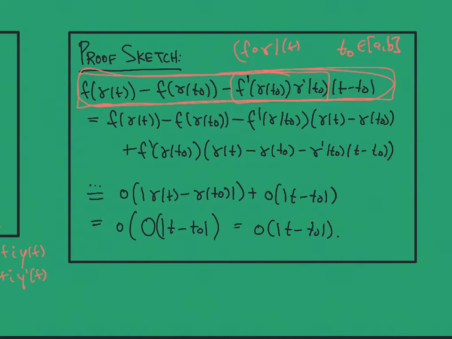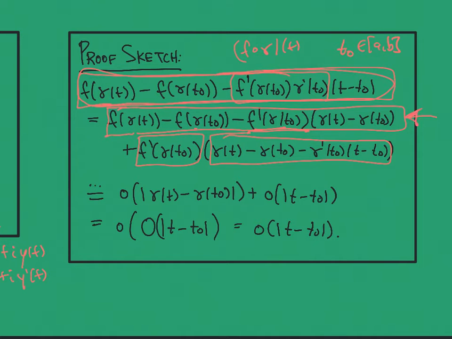And so we'll break it up into pieces where we have f of gamma of t minus f of gamma of t naught, and this part resembles the definition of the complex derivative. And then we also have another part where we have the derivative of f, and a section that resembles how you define the real variable derivative of gamma.